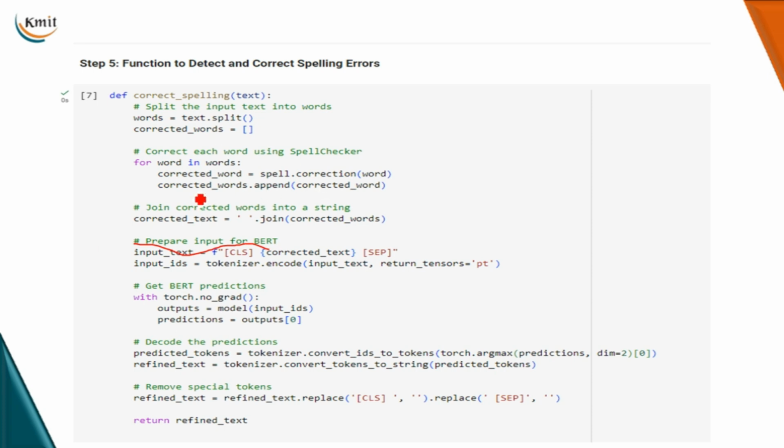I am done with spell checking. Now I'll use my BERT model. I'll feed the input IDs into the BERT model, and then I'll retrieve the predictions from the model's output. The prediction has some shape, and I'll retrieve the predicted tokens from the output.